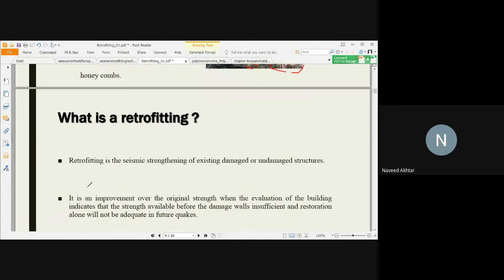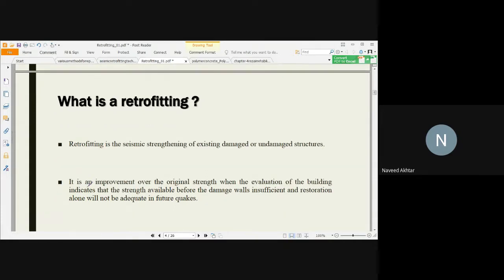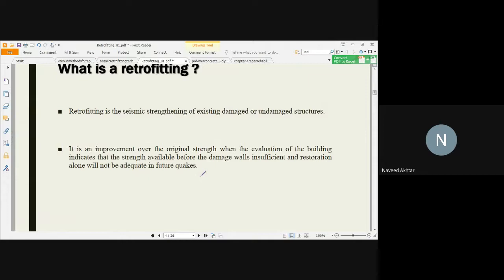Retrofitting is nothing but the seismic strengthening of existing, damaged or undamaged structures. It is an improvement over the original strength, when the evaluation of the building indicates that the strength available before the damage was insufficient and restoration alone will not be adequate in a future earthquake. That's why.